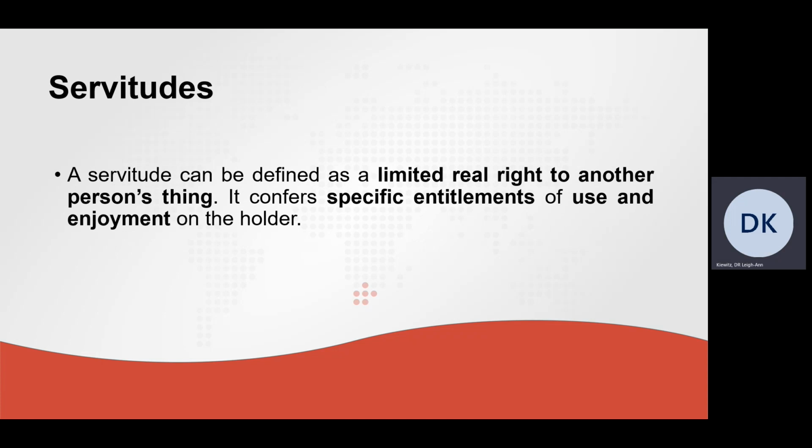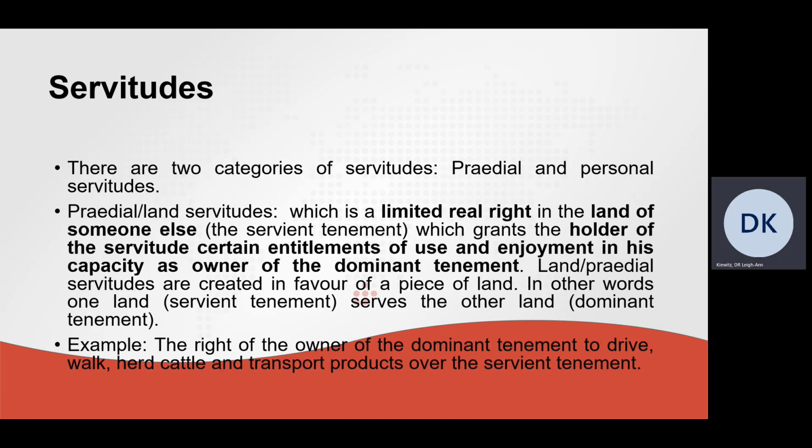What is a servitude? A servitude can be defined as a limited real right to another person's thing. It confers specific entitlements of use and enjoyment on the servitude holder. There are two categories of servitudes, namely predial servitudes and personal servitudes.